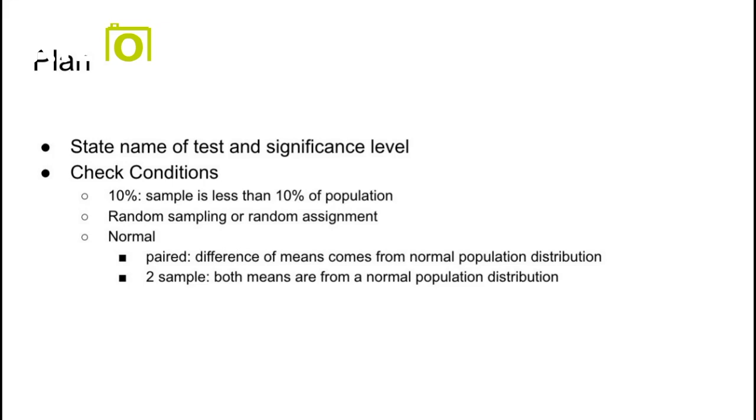Then check three conditions. The 10% condition, that the sample is less than 10% of the population, that random sampling or random assignment is being used, and that in a paired t-test, the difference in means comes from a normal population distribution, or in a two-sample t-test, that both means are from a normal population distribution.